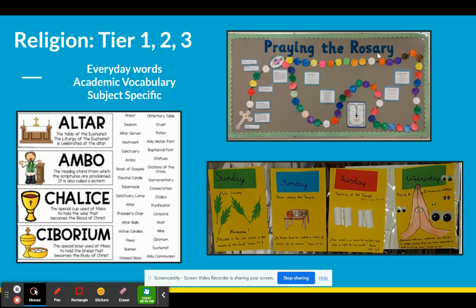Okay, so here again, we're looking at religion, similar thing, right? We've got our everyday words, academic words, and subject-specific words. What's really wonderful here is the color coding that they used, and then also that they helped build this word wall. They actually built the rosary. They each had a part in building the word wall and the board. So it became very authentic and meaningful for them.